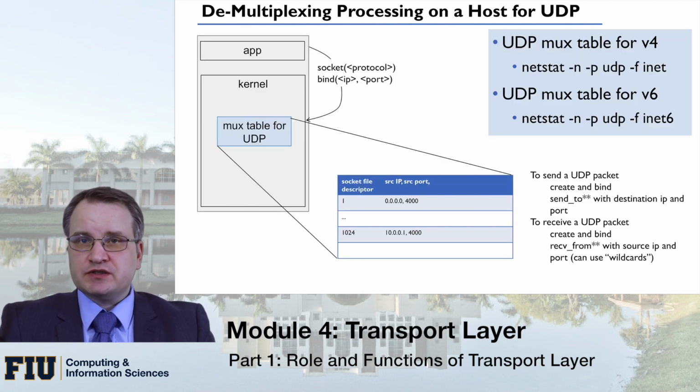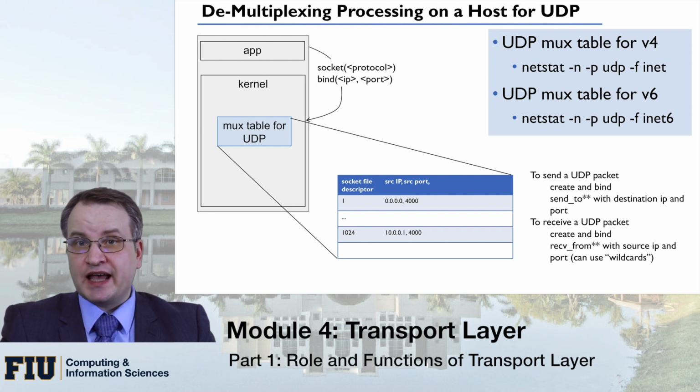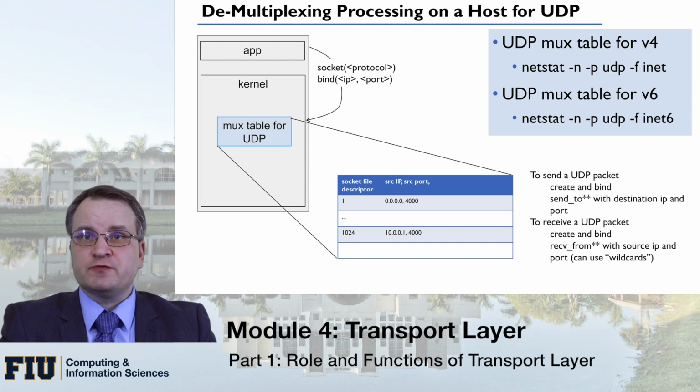To give you a specific example of this demultiplexing and processing for UDP, again, there's a table somewhere inside the kernel that has the socket file descriptor, which represents some specific application, or actually the descriptor inside the application, and literally the IP address and port number, and that's it. I gave examples of how you can access this information in your operating system. You can just run the netstat command for IPv4 and IPv6 and get all the information.